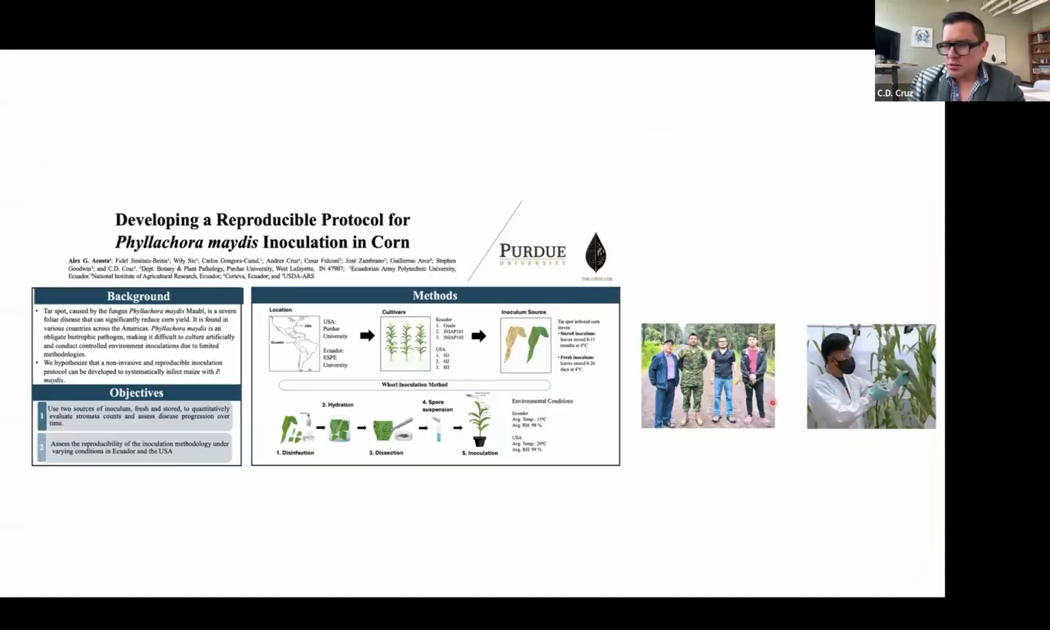And something else that I also wanted to share briefly today is that this manuscript on the development of a reproducible protocol for Phyllachora maydis inoculation in corn has been accepted with revisions. We're working on those revisions at the moment. The work included data that were collected both in the US and also in South America, in Ecuador, where tar spot is also a major problem.